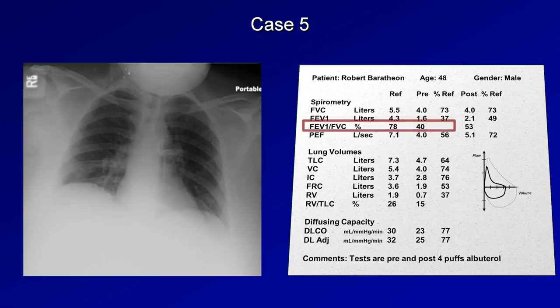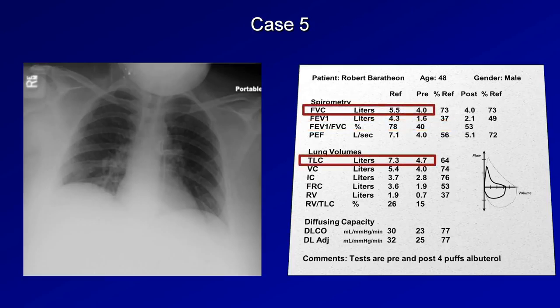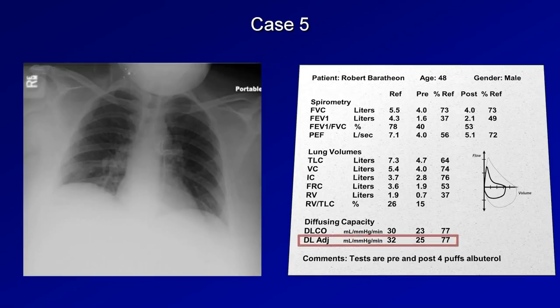So the FEV1 to FVC is low, so the patient has obstruction. And both the FVC and the TLC are low, so the patient must have restriction as well. So this is an example of a mixed defect, seen when obstruction and restriction coexist. Finally, looking at the DLCO, we see that it is very mildly diminished, much less so than the patient's significant hypoxemia of 87%, which suggests it should be.